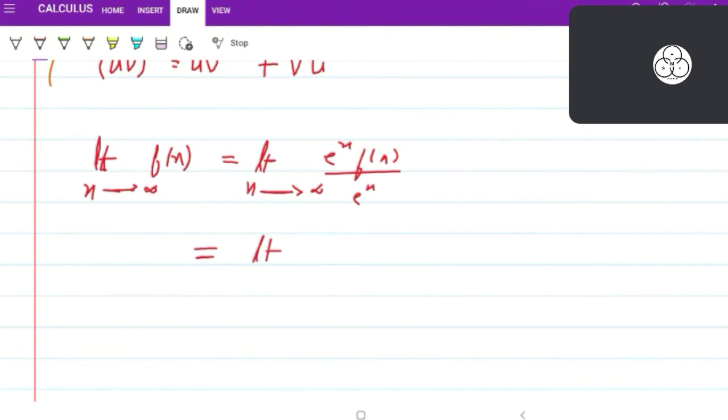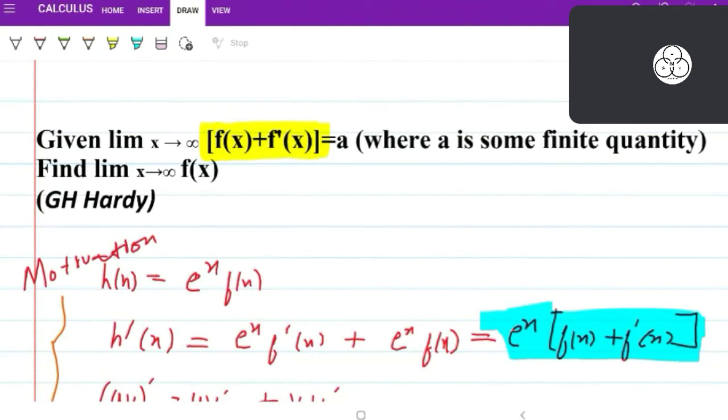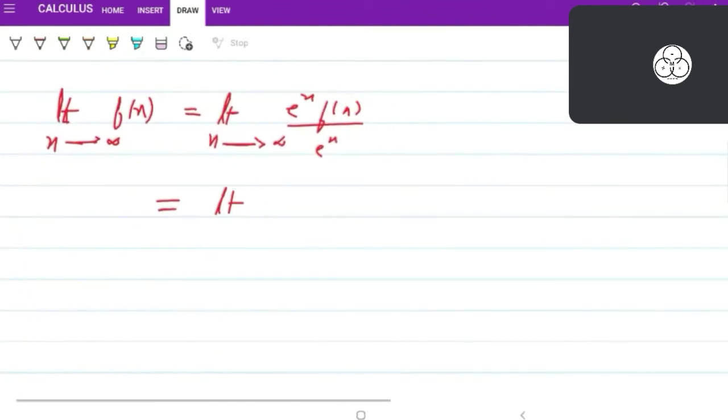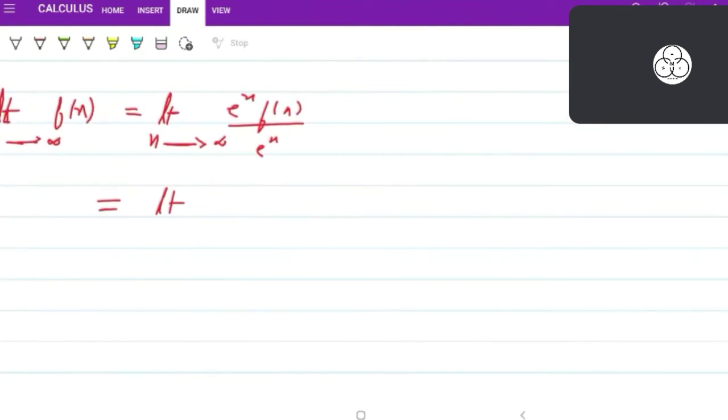Now, one thing that should be given in the question is that f(x) is finite. f(x) is some finite value, say b, where b is some finite value. We need to find b. That's the question. More appropriately, otherwise you will say that it's not defined or infinite.